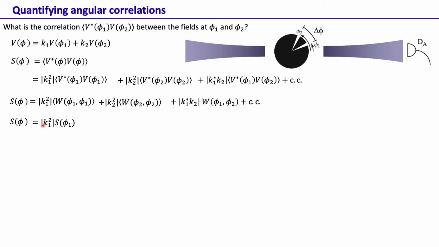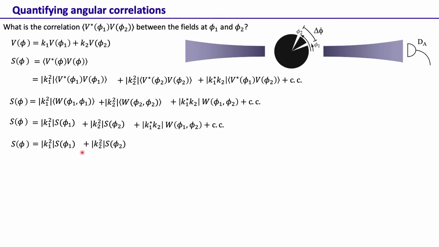And this we can also write as k1 square, this S, the spectral density at phi 1, plus spectral density at phi 2, plus this cross term. I mean, we are just repeating here what we did in time and space. It's a very similar calculation and formalism.